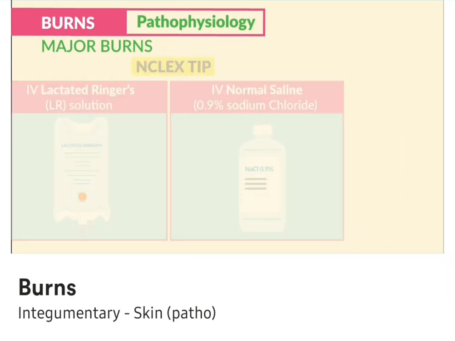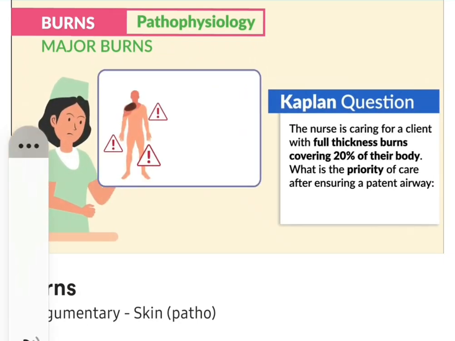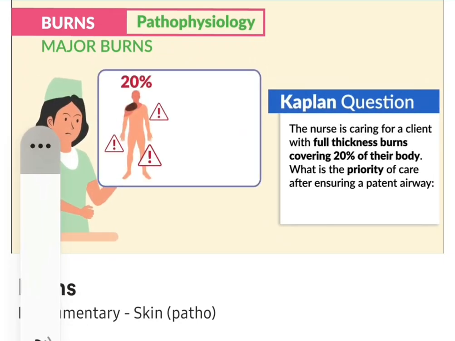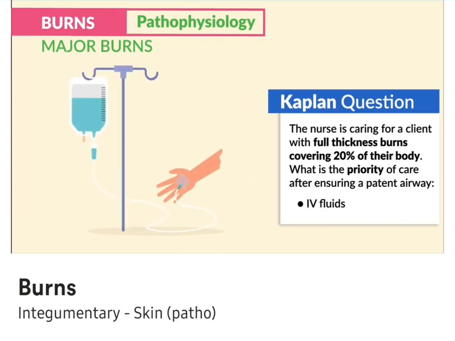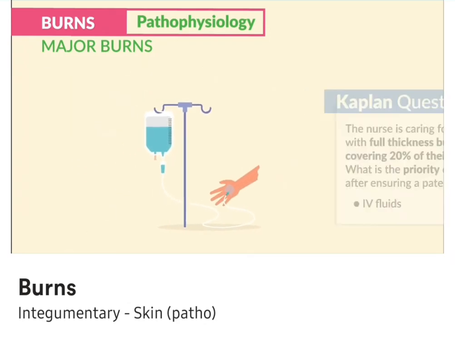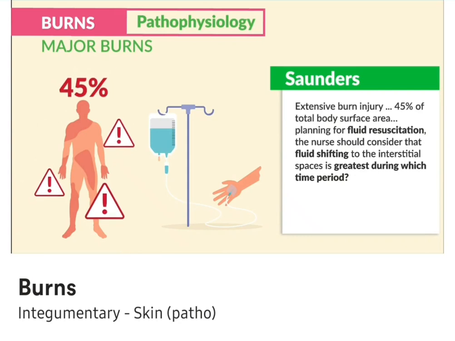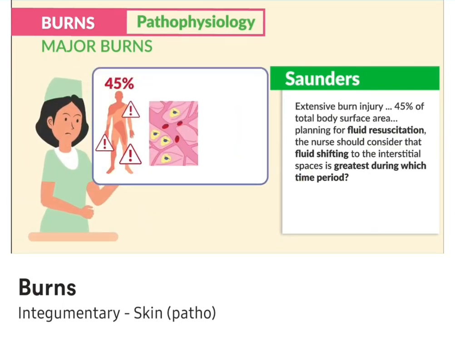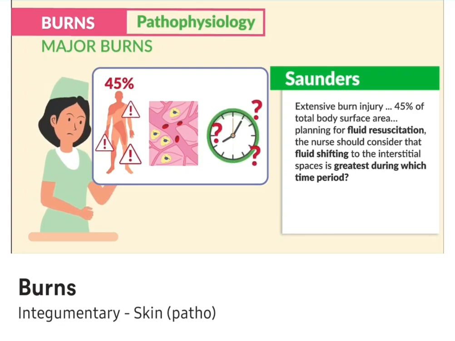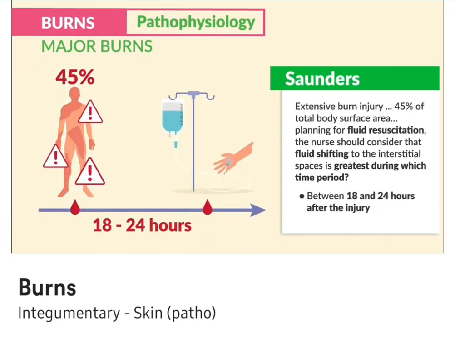Biggest NCLEX tip. So Kaplan mentions, the nurse is caring for a client with full thickness burns covering 20% of their body. What is the priority of care after ensuring a patent airway? IV fluids. And Saunders mentions, extensive burn injury, 45% of the total body surface area. Planning for fluid resuscitation, the nurse should consider that fluid shifts to the interstitial spaces is greatest during which period of time? Between 18 and 24 hours after the injury.